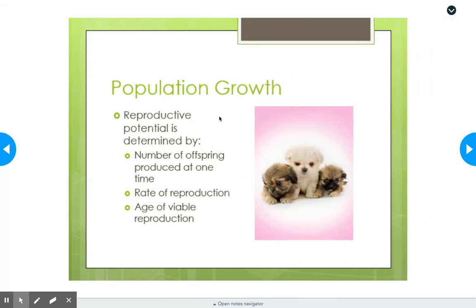So, for example, reproductive potential is determined by the number of offspring produced at one time, the rate of reproduction, and the age of viable reproduction. So, if we think about humans, we can have anywhere from one, maybe 4 or 5 would be like the most we would see in a natural birth. That's how many babies we could have. Not super often, right? Because we need 9 months at least to keep the baby in the womb. And then we also have a limited age. Like after a certain age, females can't give birth anymore.